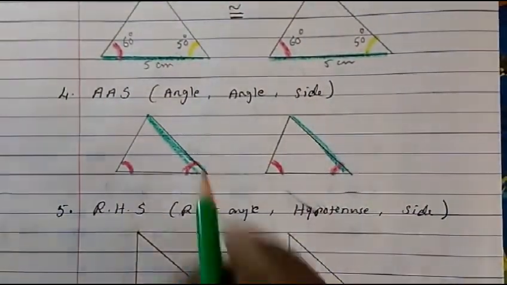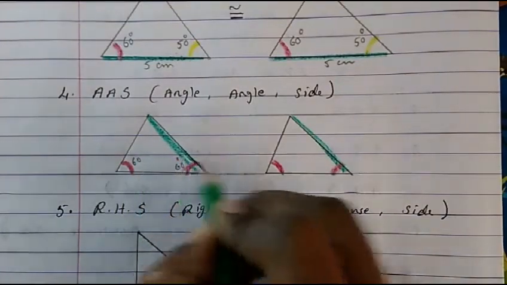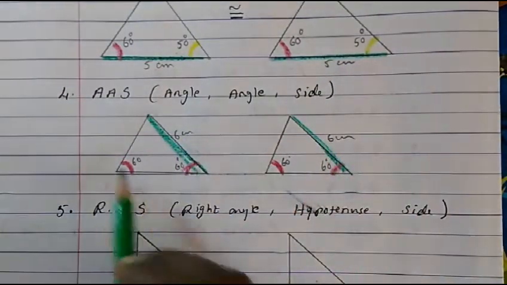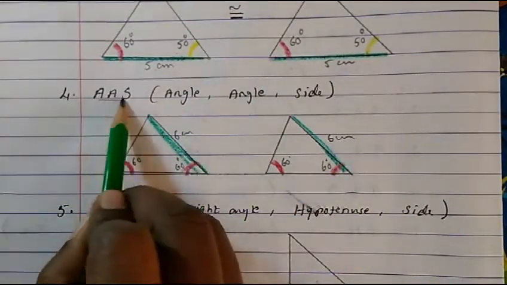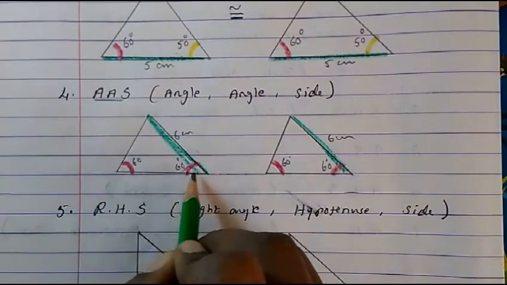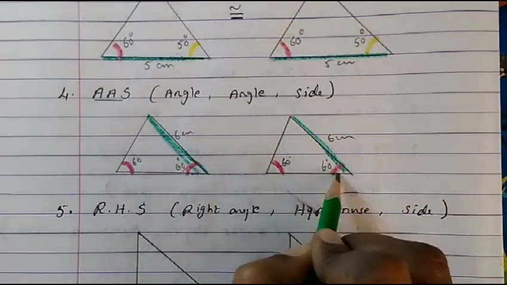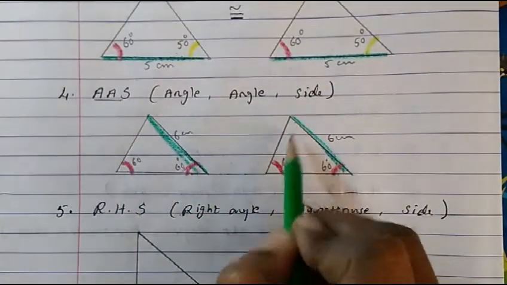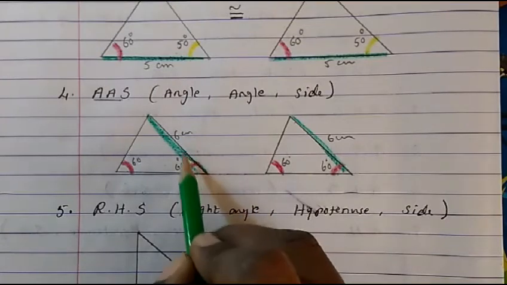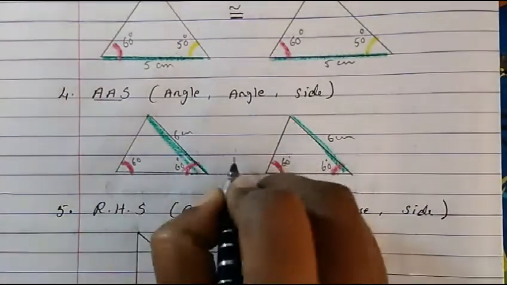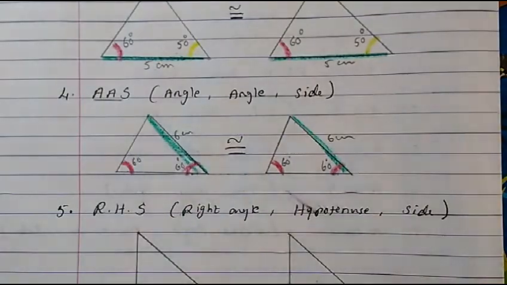For example, if this is 60, here also 60, then here also 60, here also 60, and this is 6 centimeter, here also 6 centimeter. But the sequence order should be maintained: angle, angle, then at once the side. Whichever side you take, it is angle, angle, then side. You can't leave a gap and take some other side. So that is the angle, angle, side condition. We can say these two triangles are congruent.